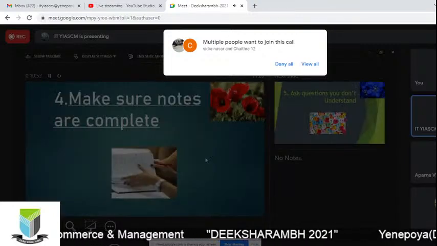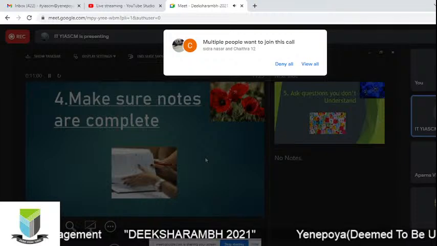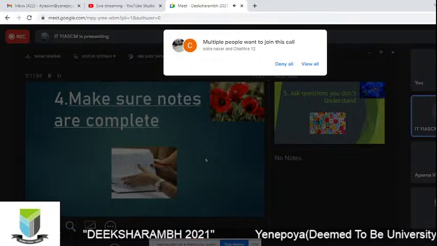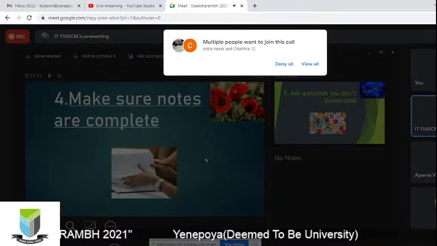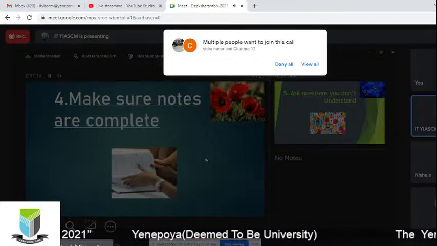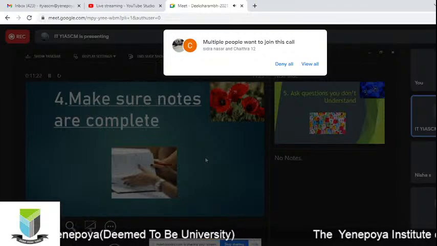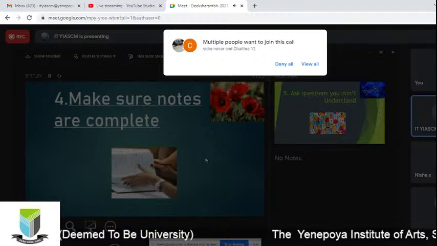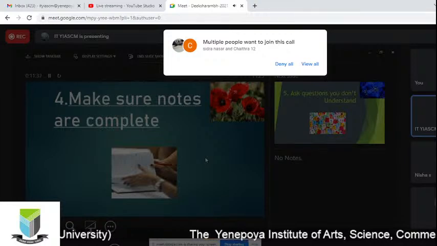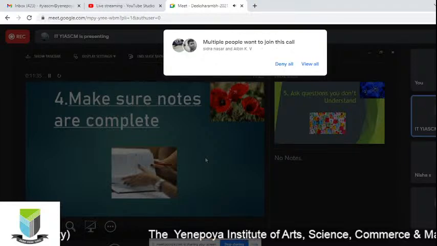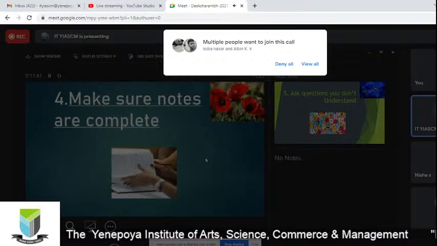Okay, the next tip in the study strategy is make sure notes are complete. Writing clear and complete notes in class will help you process the information you are learning. These notes will also become the study notes that can be reviewed before a test. It will be helpful for you for the test. Talk to the friends or the teachers if you have missed a class to ensure your notes are complete.